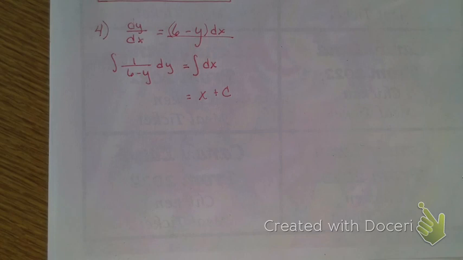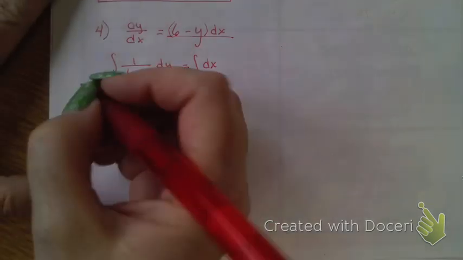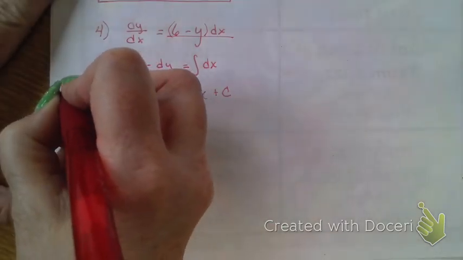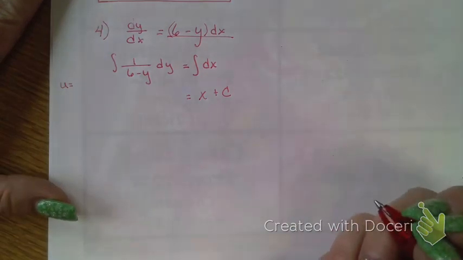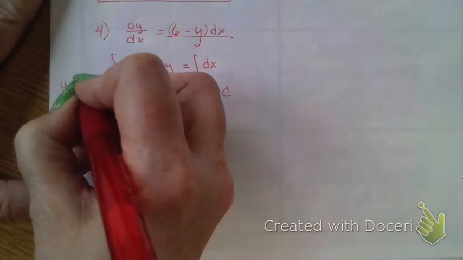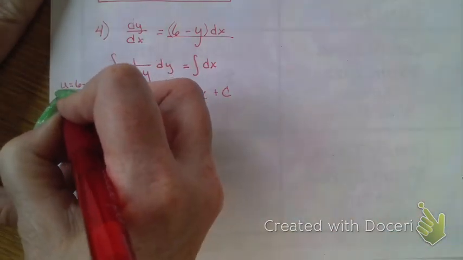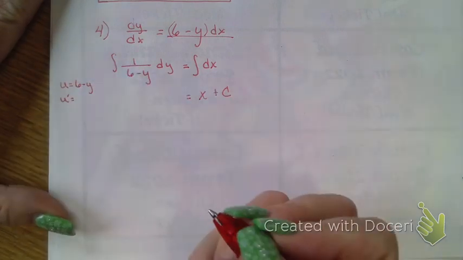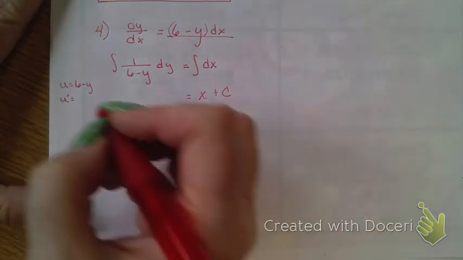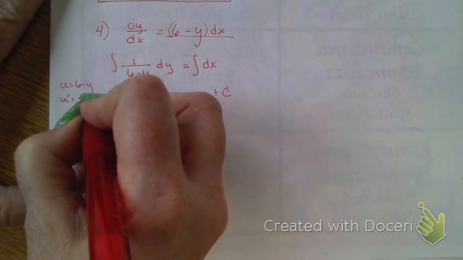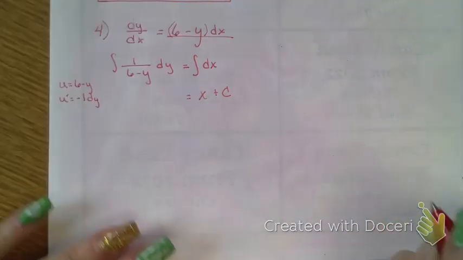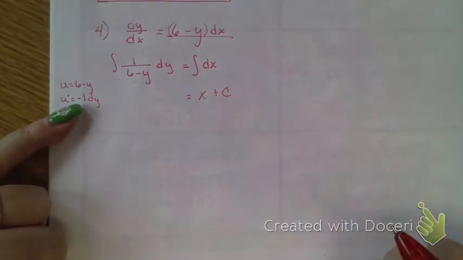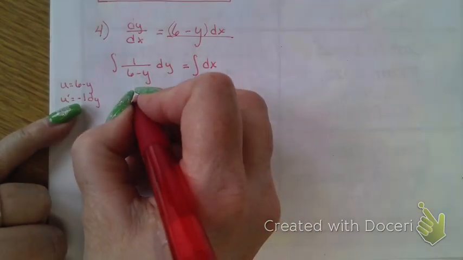Okay, so with 1 over 6 minus y, we're probably going to need a u-du type situation, right? So u is what? 6 minus y. And u prime is negative 1 dy, right? So the only thing we're missing is a negative. Yes, correct? So it's going to be negative.